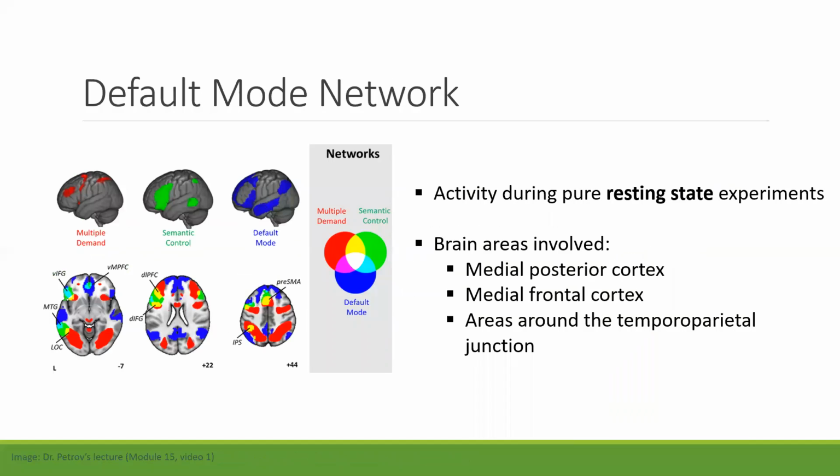So next, we're going to look at the default mode network. And this is the network that is active in a resting state, which is when the participant is not instructed to perform any type of tasks. And there's different brain areas that are involved in this. So typically, you'll see the medial posterior cortex, and more specifically, the posterior cingulate cortex of this area. You'll also see the medial frontal cortex and some areas around the temporoparietal junction. And the image on the left just shows the areas involved in the default mode network compared to task performance experiments.